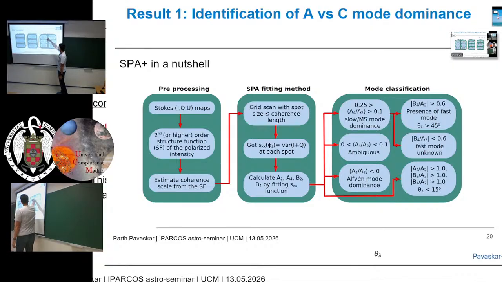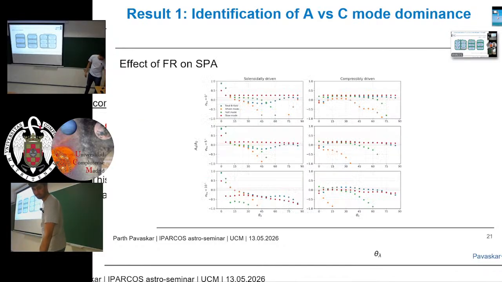If you do have compressible mode dominance and asymmetry, it could not only mean that the fast mode is present, but it could also mean that the line of sight inclination angle with the magnetic field is. But of course, this is a maybe, and yeah, which is. So this gives us a nice general recipe for this method.